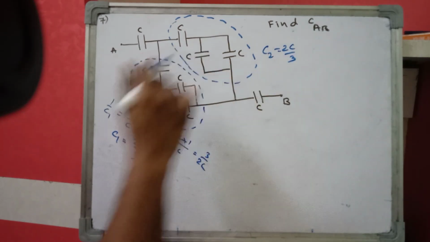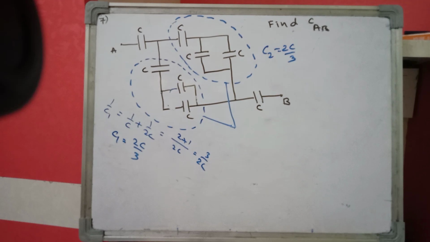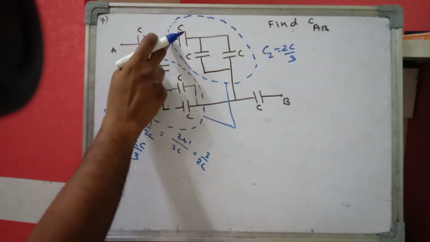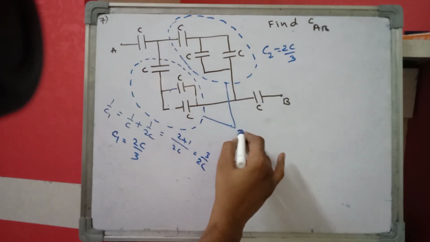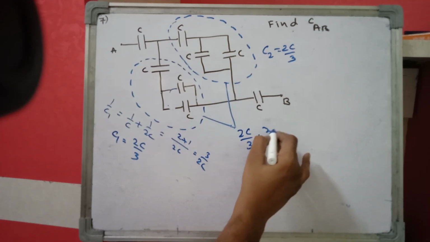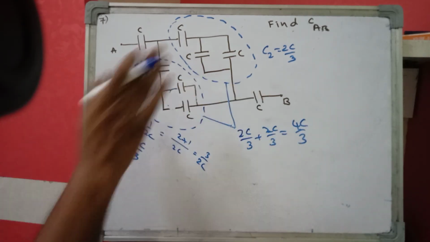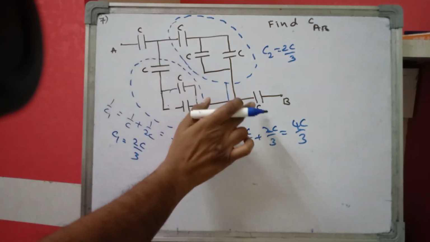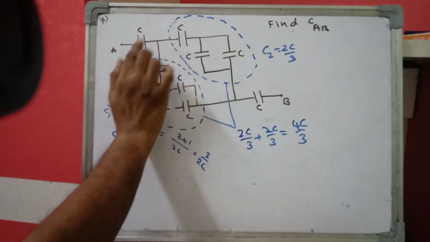Now tell me how these two are connected. These two are connected in parallel. Why? Because the charge will split into two parts here at this point. So that's why this branch and this branch both are in parallel. Then the effective capacitance of these two is 2C by 3 plus 2C by 3, which is 4C by 3. Is that 4C by 3 in series with these two capacitors or not? This end is connected to the positive terminal of the battery. This end is connected to the negative terminal of the battery. Then this 4C by 3 is in series with these two.